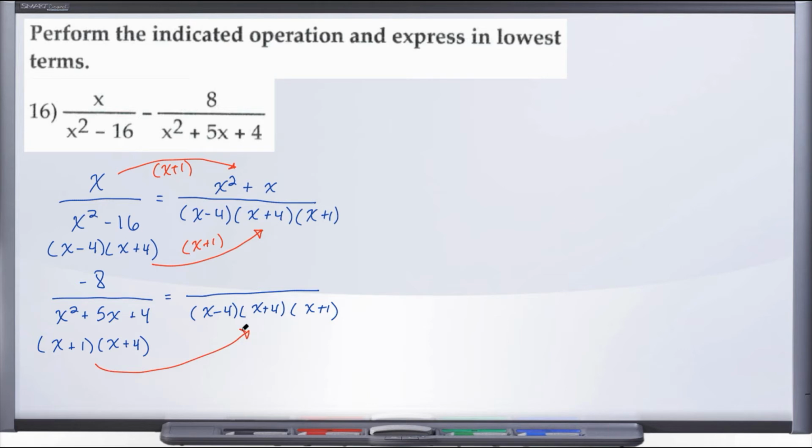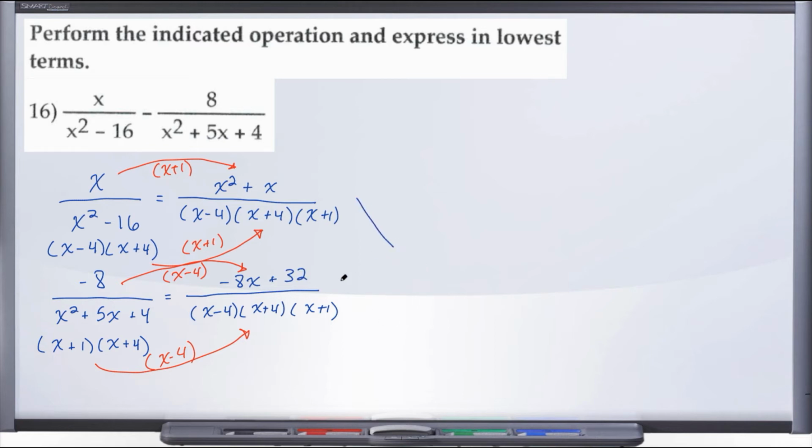So what do I have to do in order to get from two of the factors to this set of three factors? Well, since I'm missing the x minus 4, I've got to multiply by x minus 4. And again, whatever I do to the bottom, my denominator, I have to do to the top. So I've got to multiply the top by x minus 4. And now again, I ask myself, negative 8 times x, well, that gives me negative 8x. Negative 8 times negative 4, well, that gives me positive 32.